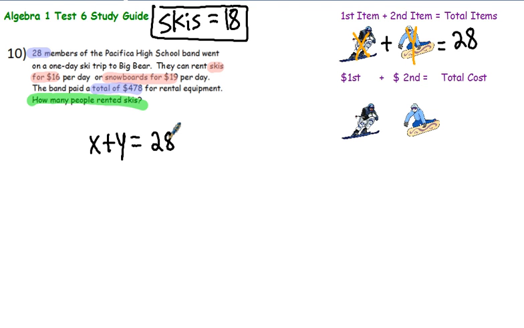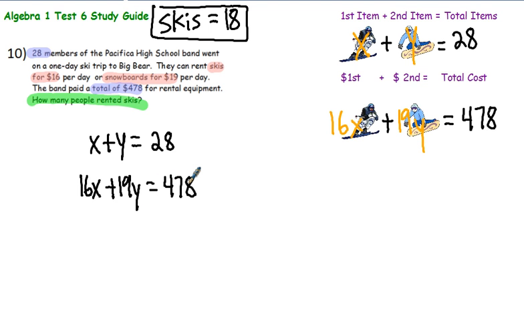And then let's talk about the cost. Let's look at the money line here. So the money says that it's $16 for a ski guy, so we'll do 16 for that guy. And as far as the snowboarder, it says 19, so it'll be 19 for that. And then the total cost, if you add those two things together, is saying that we spent a total of $478. And again, for the skier we're using X, and for the snowboarder we're using Y. So that'll give you your second equation, which would be 16X plus 19Y equals 478.